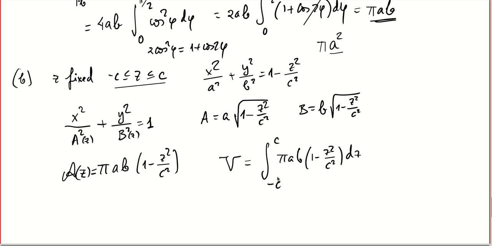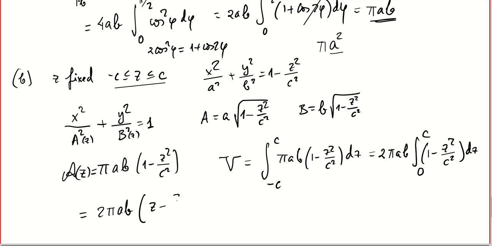And since this is a symmetric interval and the function is even, we can reduce the interval to half of it and multiply by 2. And if we take out the constants, what we have is 2 pi a b, and the integral from 0 to c of 1 minus z squared over c squared, dz. All right? So that is equal to, it's just a polynomial, so it's 2 pi a b, and then we have z minus z cubed over 3 c squared, substituted at 0 and c.